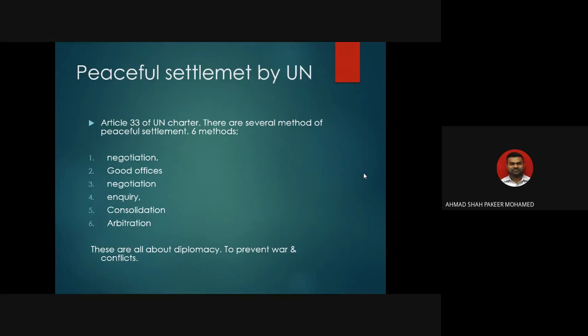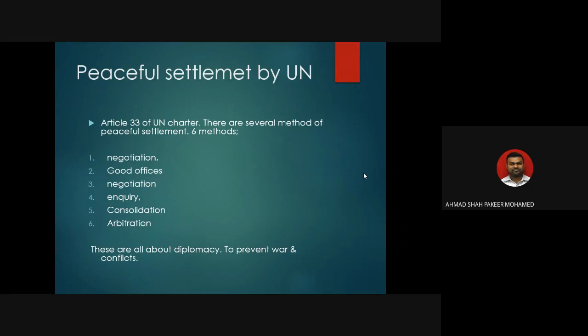Okay, this is peaceful settlement by the UN. This is Article 33 of the UN Charter. It says that there are several methods of peaceful settlement used by the UN. We have six. The first is negotiation. We negotiate. Okay. The second is good offices. Good offices means that we give help, for example, like Malaysia giving help to settle the dispute between the Philippines' MILF and the Philippine state government.